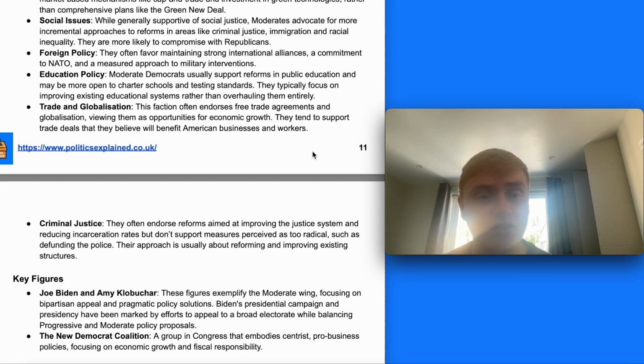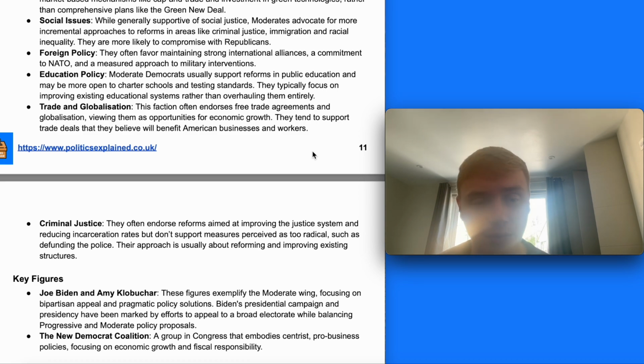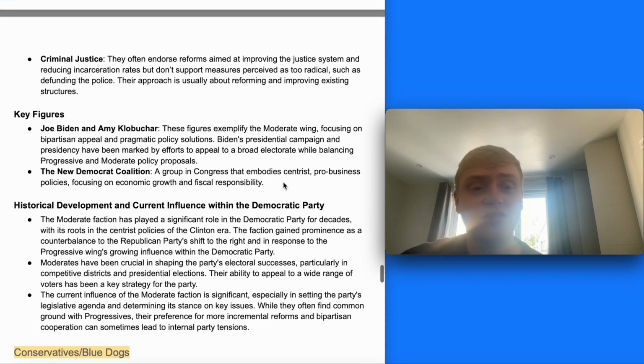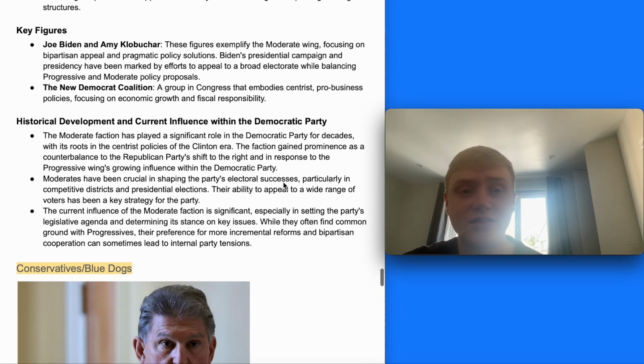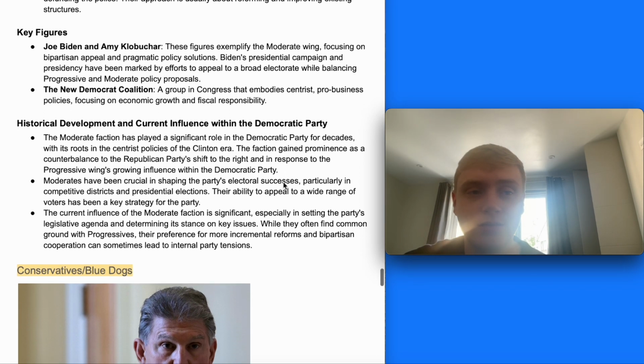And as I mentioned, often endorses free trade agreements and globalization, but increasingly there's a bit of a move away from this, with Biden in particular supporting a more protectionist approach to China, aligning with the Republican view. And on criminal justice, they endorse reforms aimed at improving the justice system and reducing incarceration rates, but don't support measures perceived as too radical, such as defunding the police.